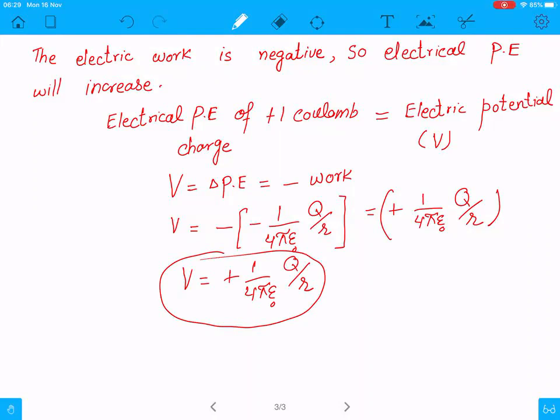Now, what if the same formula is written for a negative charge? If you have a negative charge and you want to write the value of potential at a distance R from this negative charge, again, you start from the infinite point. At the infinite point, the potential energy of plus 1 coulomb charge will be 0. The potential and the potential energy both will be 0 at the infinite point.